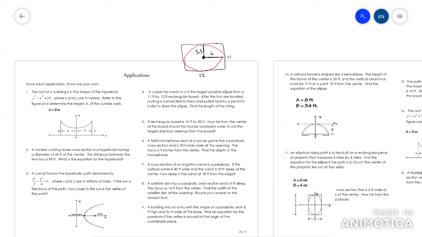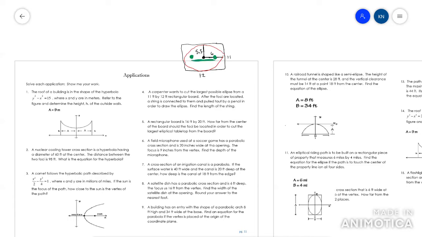Now they want to know if we had 2 foci, at least this is the way I interpreted this problem. I might be wrong, I don't know. But they say after the foci are located, a string is connected to them and pulled by a pencil, and they want to know the length of the string. So they want to know this green distance, okay?